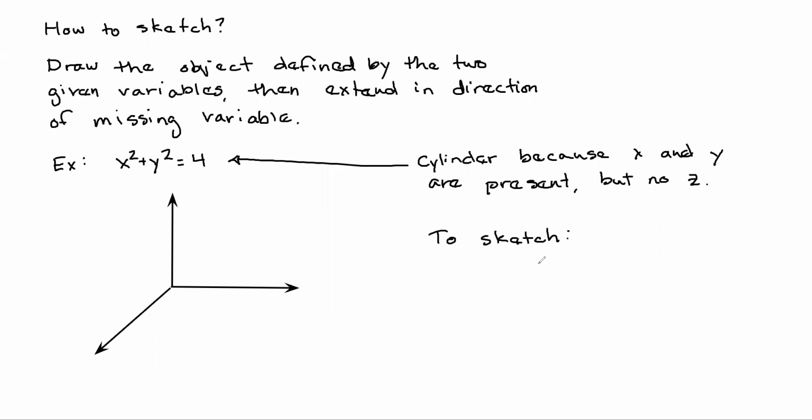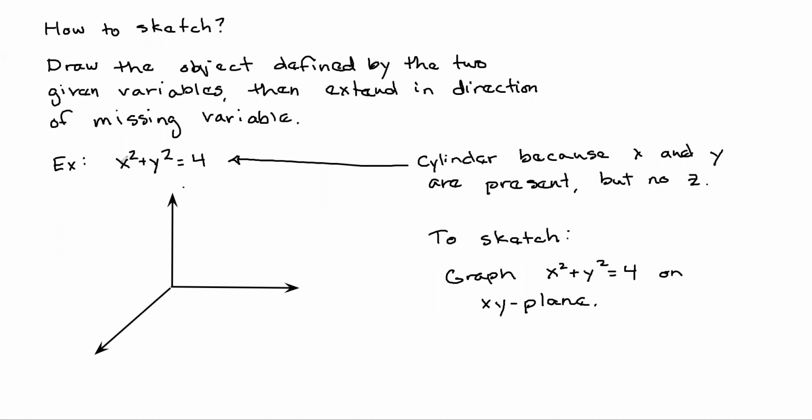The first thing that we want to do is graph the object that is defined with the two variables that we have. The way that you do that is you graph it on the plane of the two variables that are given. So we're going to graph x squared plus y squared equals 4 on the xy plane.